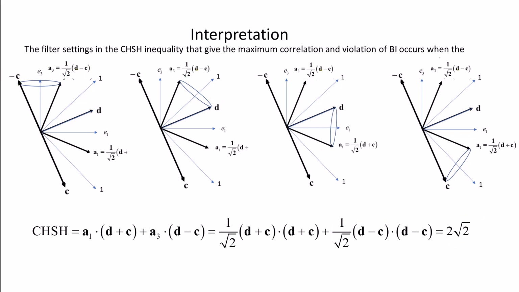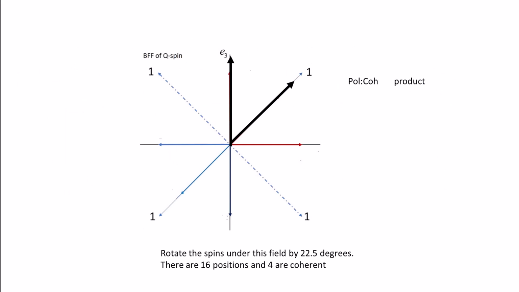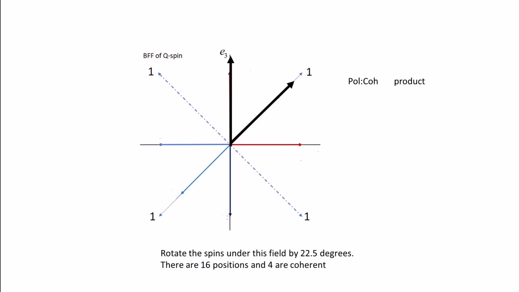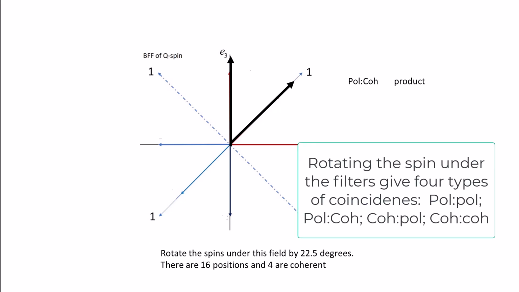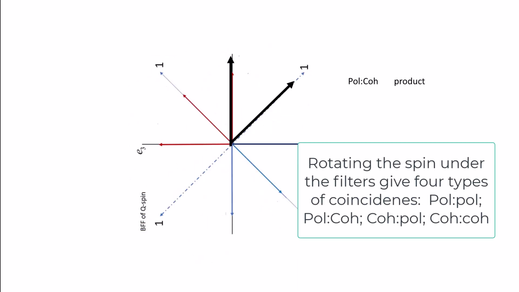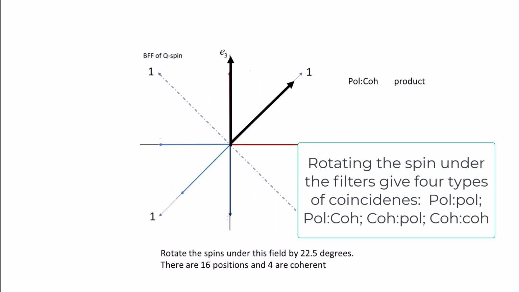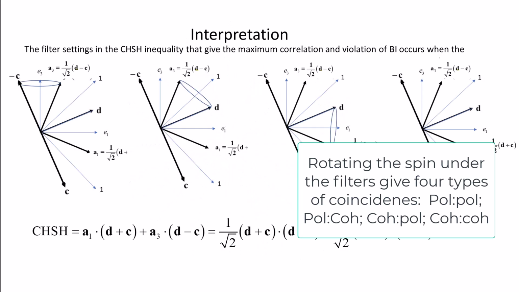Let's look at the first experiment. The upper cone is a fixed experiment under which the polarization can rotate. Rotate the spins in steps of 22.5 degrees, so that gives us 16 positions. We can see then how Alice and Bob sample the 4 cases of polarization, polarization, polarization and coherence, coherence and polarization, or both coherence.